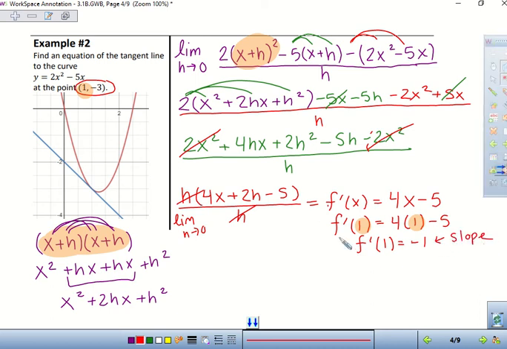Okay? Now, sometimes they're going to give you a point. Sometimes they're only going to give you just the x-coordinate of the point. If they give you only the x-coordinate, you have to plug it back into the function to get the y. But see how they gave us the whole point now.